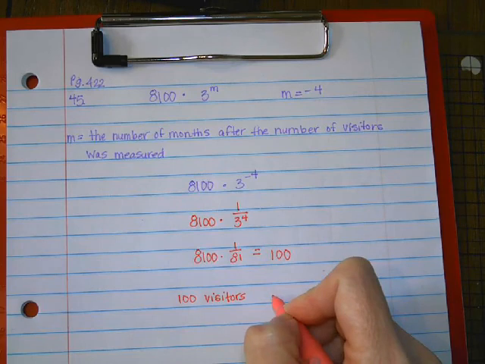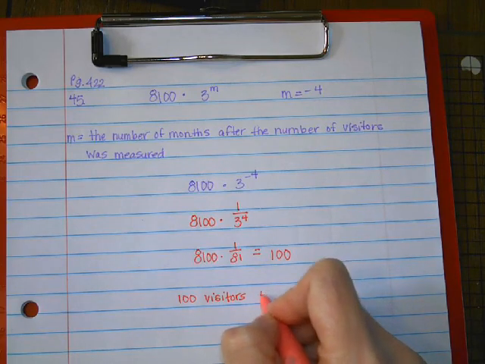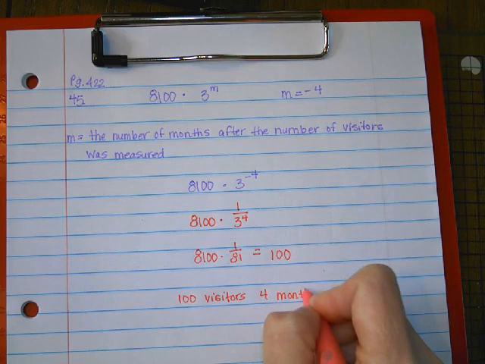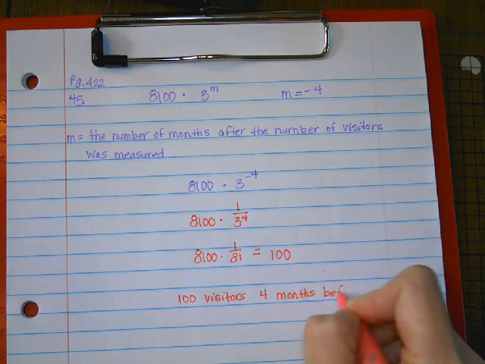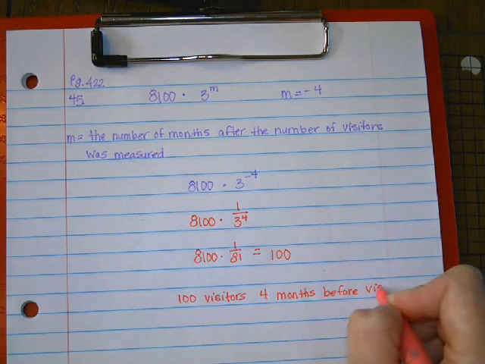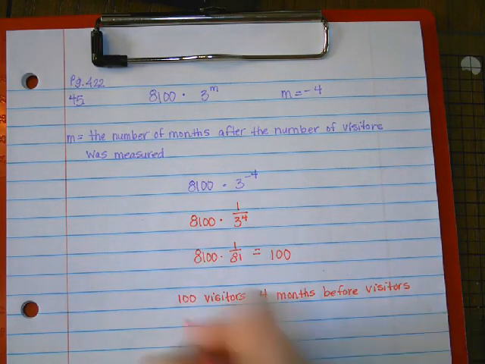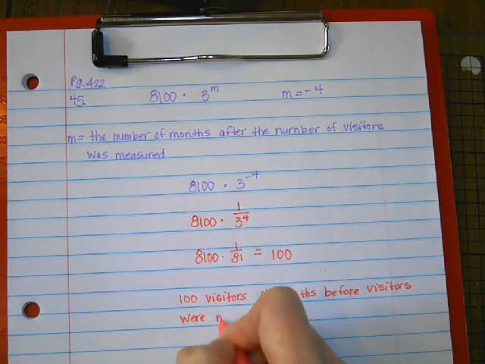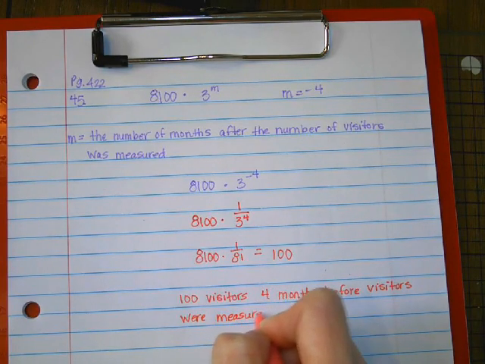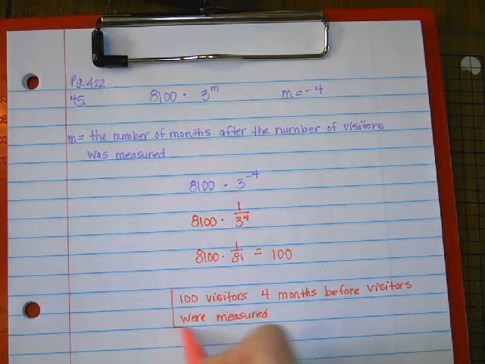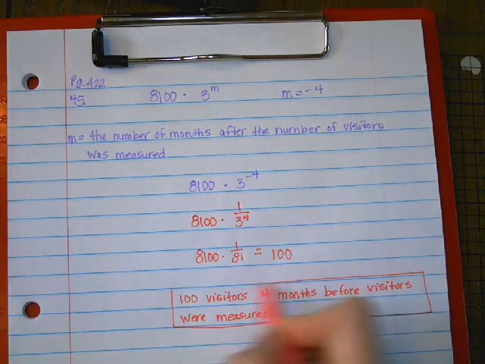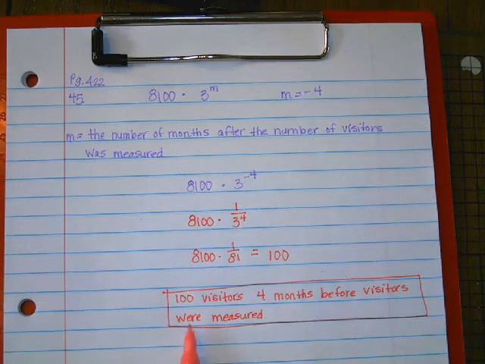And we want to tell that this was 4 months before visitors were measured. This would be my final answer. Not only are you telling me how many visitors there were, you're telling me that this tells me what it represented 4 months before visitors were measured. So you're going to do this for number 46 in your book.